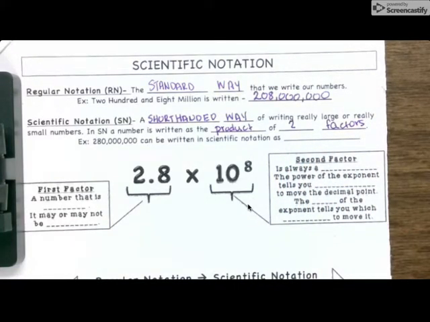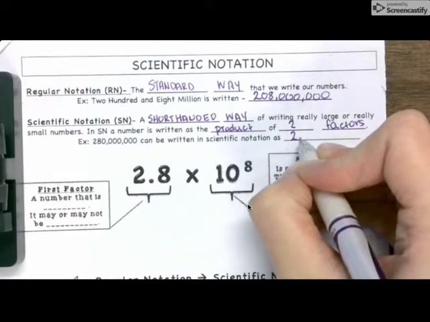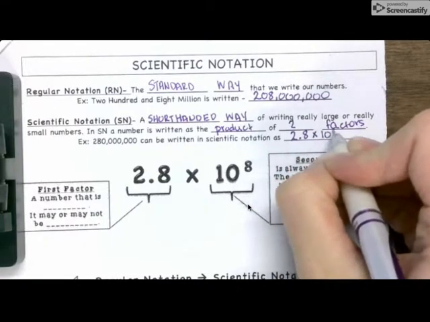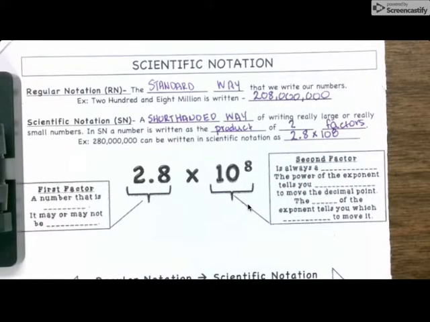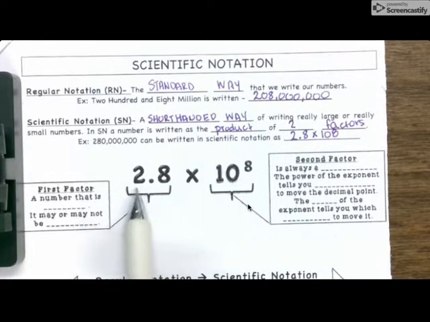Okay, so our example is 280 million. So that can be written as 2.8 times 10 to the 8th. The first factor, okay, so remember how it said two factors. So the first one is right here.